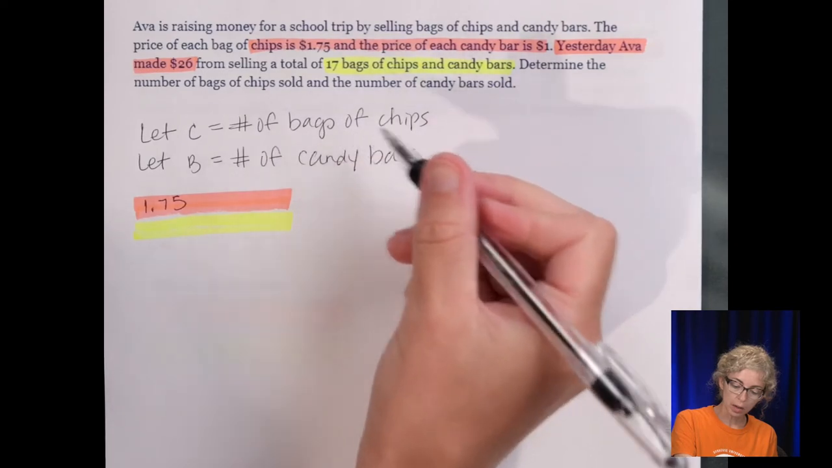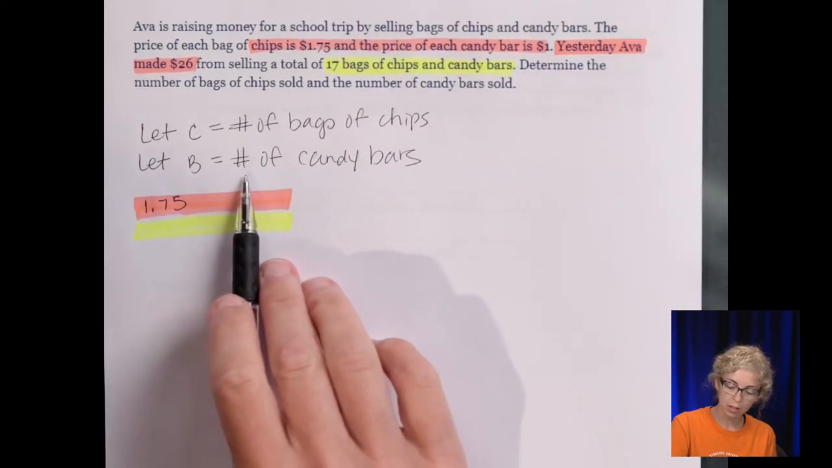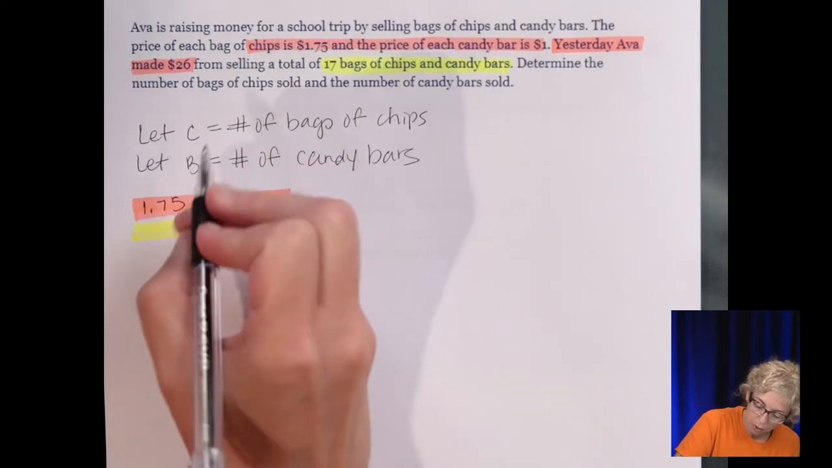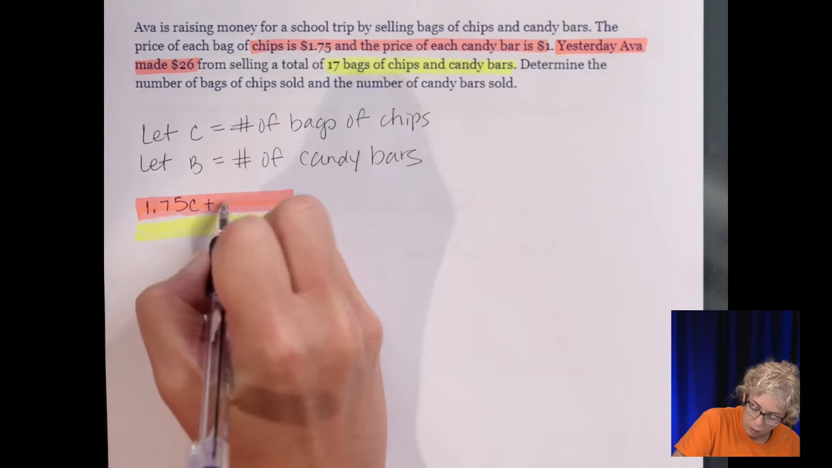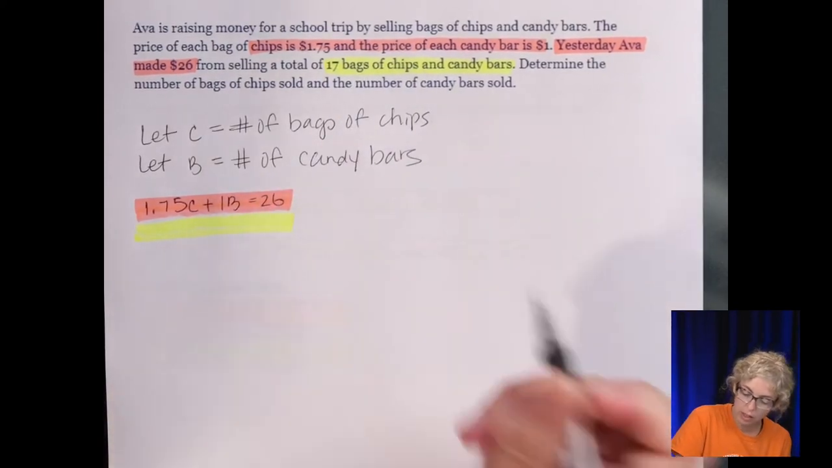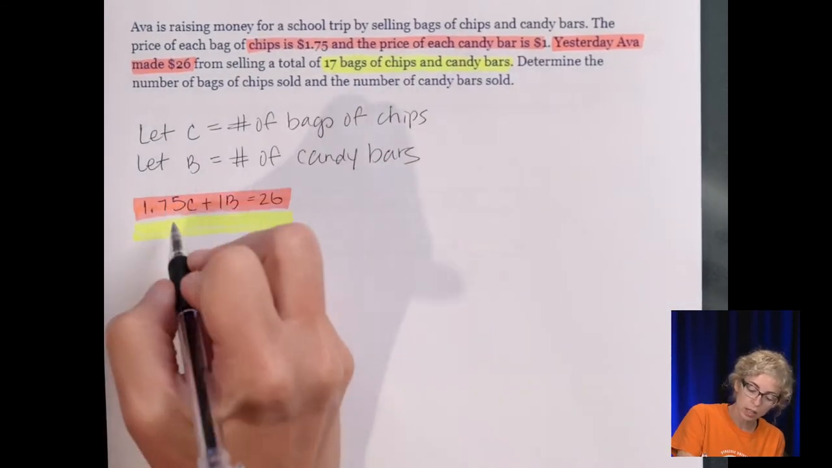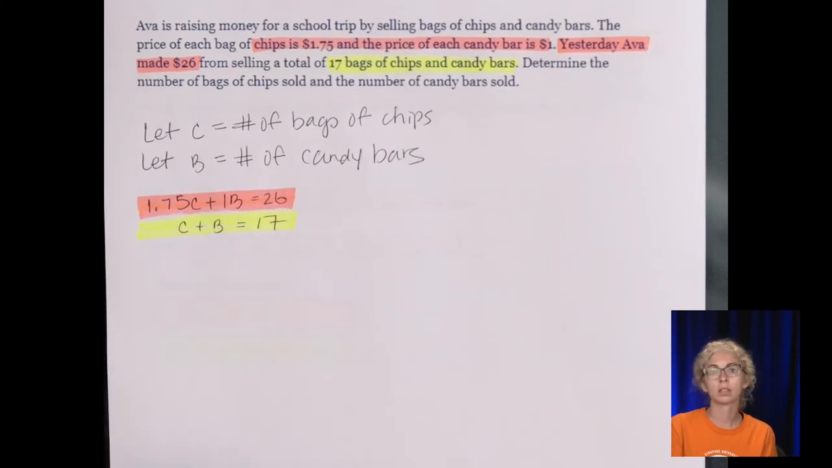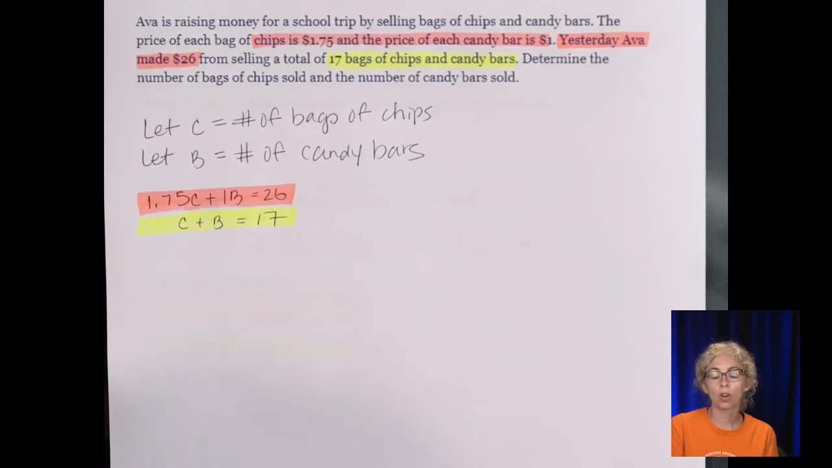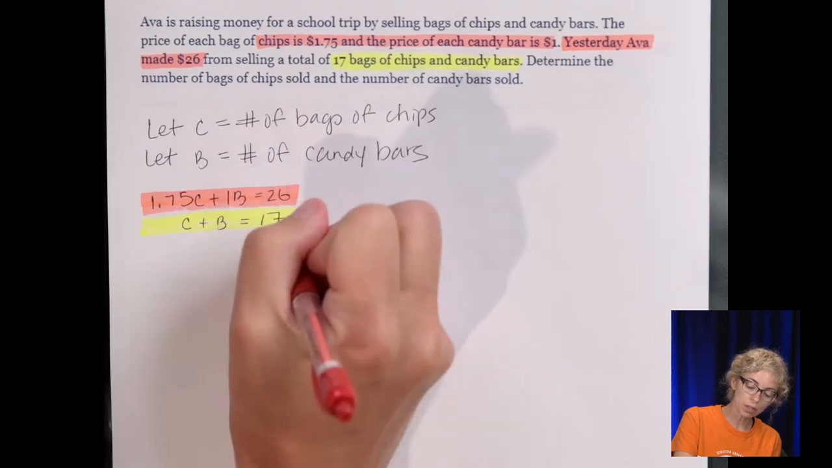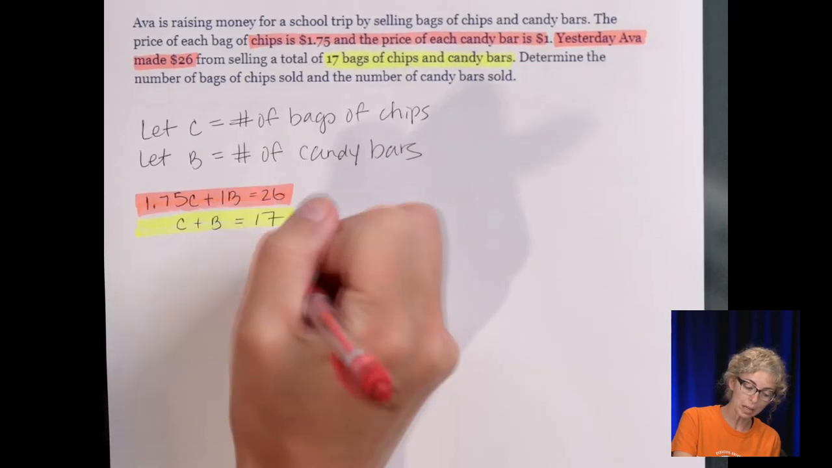So C equals the number of bags of chips, and B is the number of candy bars. So $1.75 per chip and $1 per bar, and we get 26. And then we know we have 17 bags of chips and candy bars. So chips and candy bars is 17. If I'm looking at this and I want to solve, the method I would probably use is substitution. So I'm going to solve this for B.